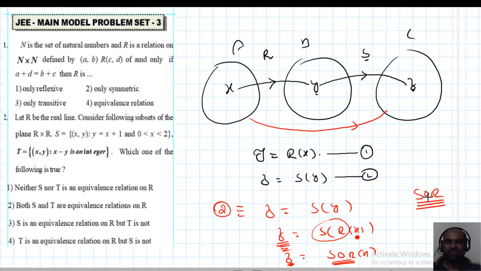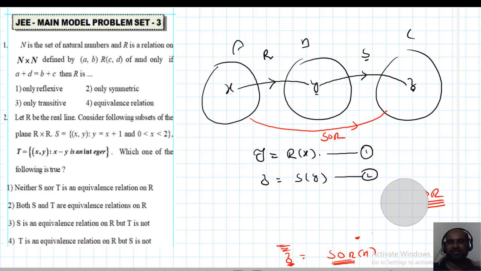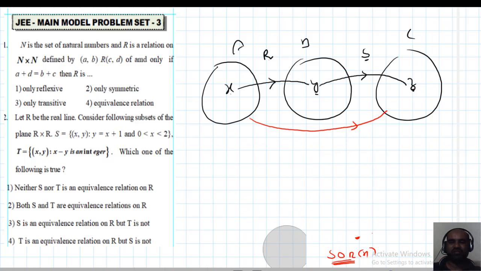So S circle R is a relation from A to C. In the last part I explained how to find a composite relation. So that is S circle R. How did you get S circle R? Now I will explain.